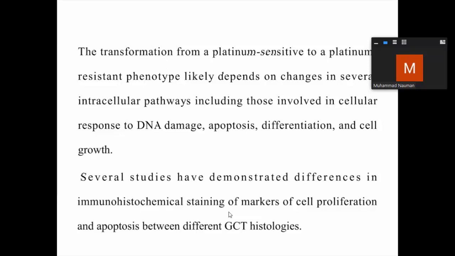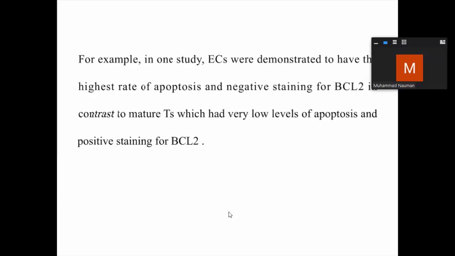Several studies have demonstrated differences in immunohistochemical staining of markers of cell proliferation and apoptosis between different germ cell tumor histologies. For example, in one study, embryonal cell carcinoma was demonstrated to have the highest rate of apoptosis and negative staining for BCL2. BCL2 is an anti-apoptotic protein.